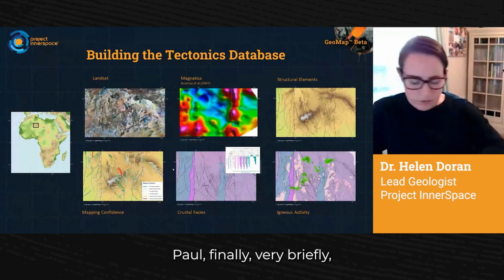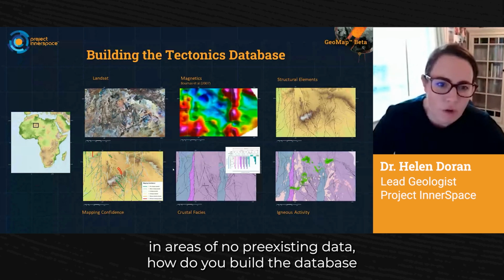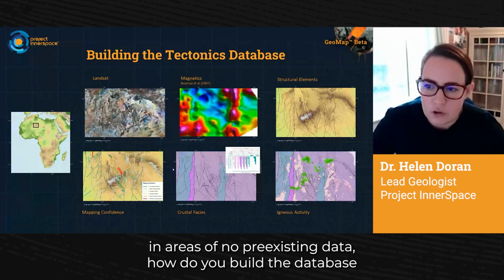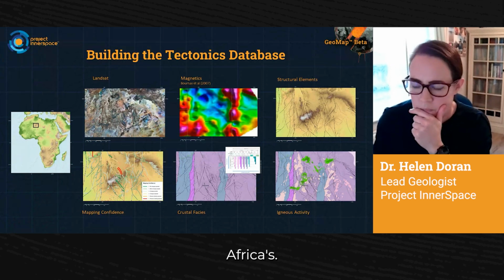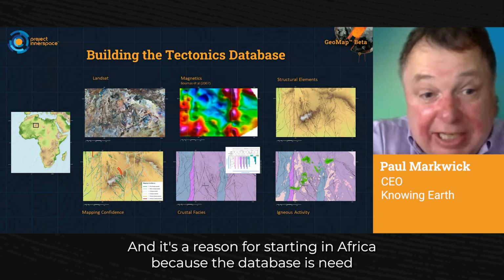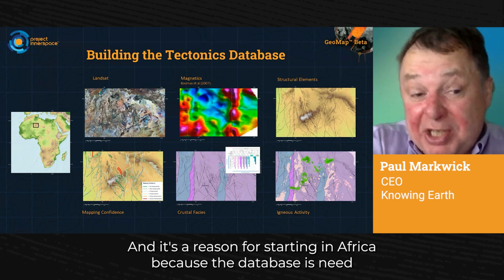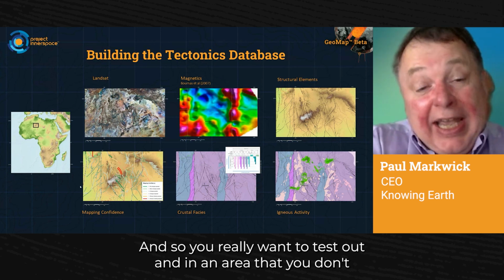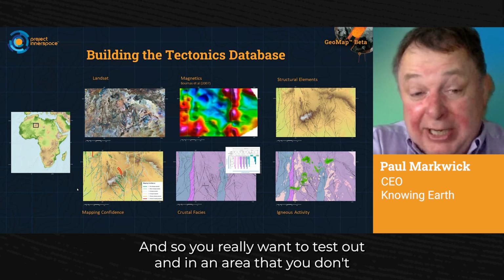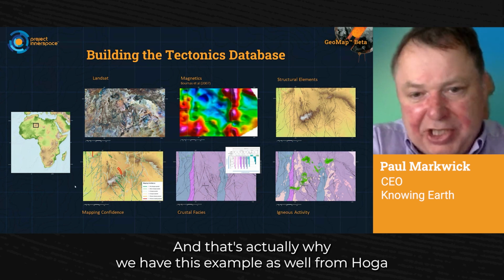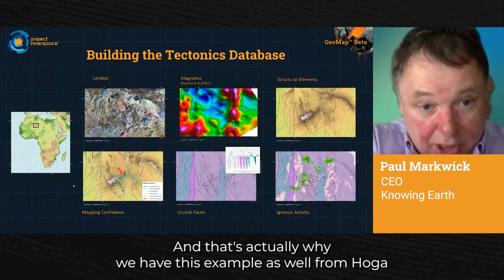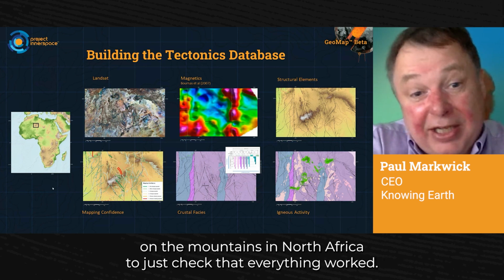Paul, finally, very briefly, in areas of no pre-existing data, how do you build the database? And I guess Africa is a perfect place to have case studies on this. Yeah, Africa's, and it's a reason for starting in Africa, because the databases need to be consistent globally. And so you really want to test out in an area that you don't always have a lot of data. And that's actually why we had this example as well from Hoggar, the mountains in North Africa, to just check that everything worked.